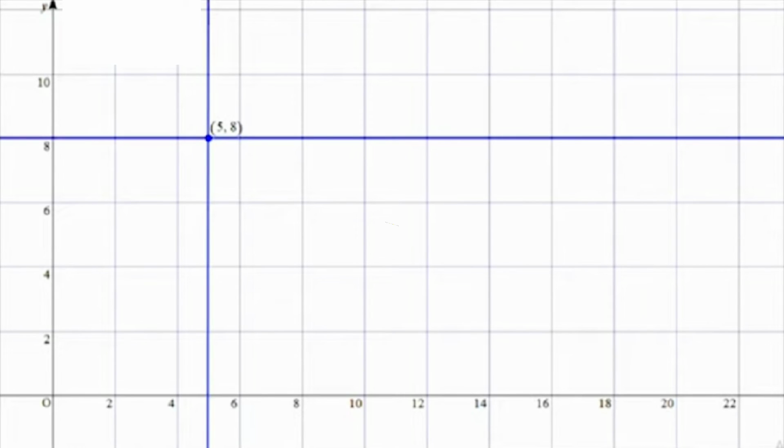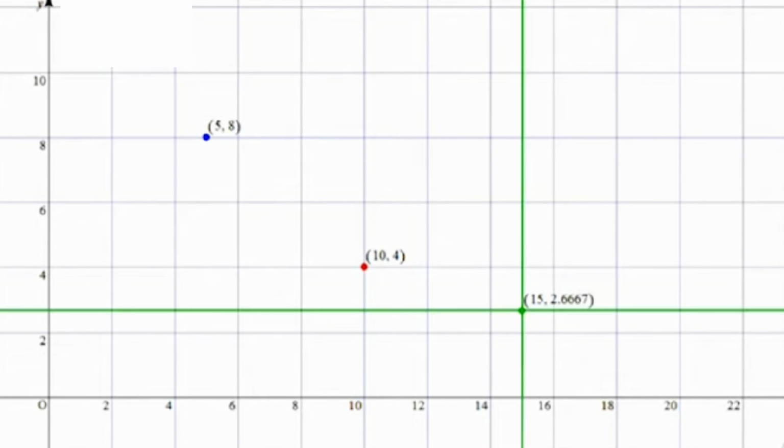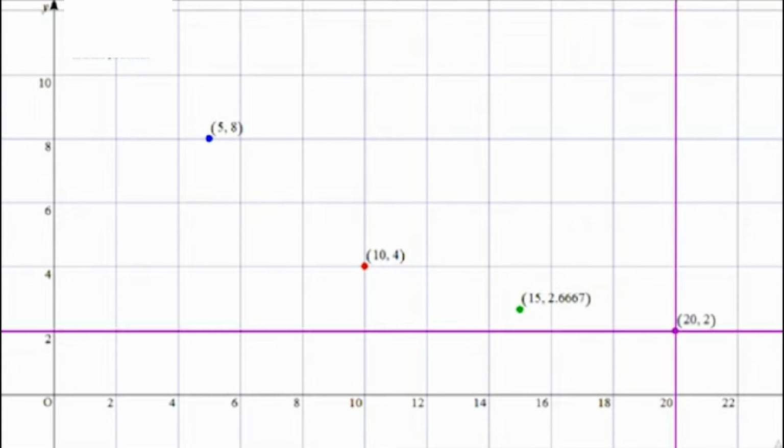Now let's try plotting the following points and draw a graph that will pass through these points. The first point is (5, 8), so from 0 we go 5 units to the right and 8 units going up. That's our first point. The second one we have (10, 4). That is 10 units to the right of 0, and 4 units above 0. The third point is (15, 2 and 2/3), so we'll jump 15 units going right from 0 and 2 and 2/3 units above 0. And for our last point we have (20, 2). This is 20 units to the right of 0, and 2 units above 0.